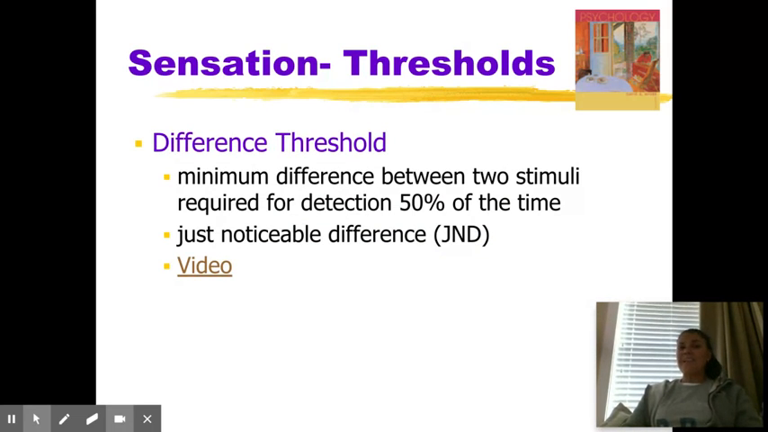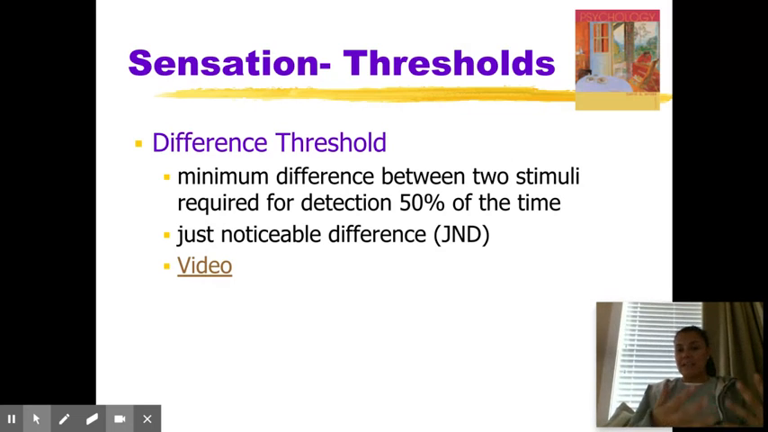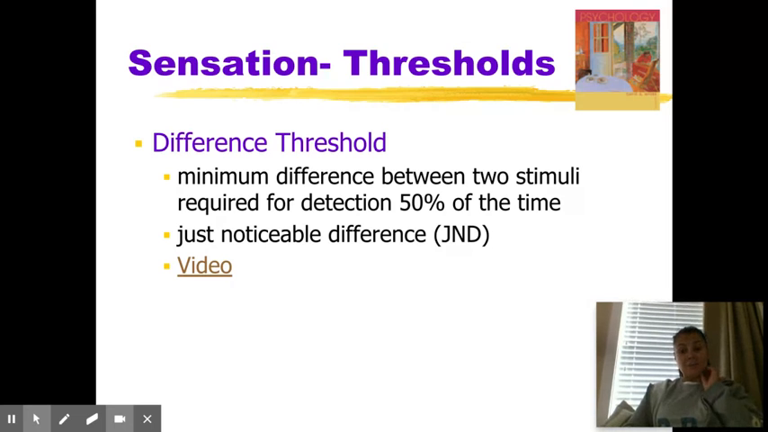Difference threshold is a little different. The minimum difference between 2 stimuli required for detection 50% of the time is what we call the just noticeable difference or difference threshold. It is a term that can be 2 terms synonymously meaning the same thing. I tend to refer to it as the just noticeable difference.